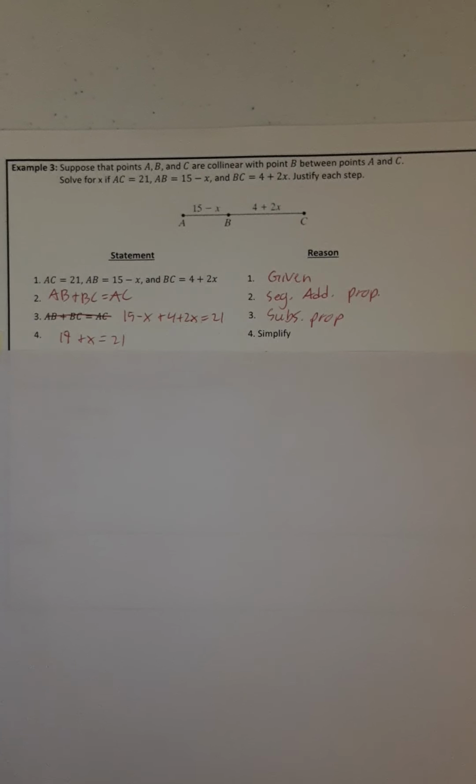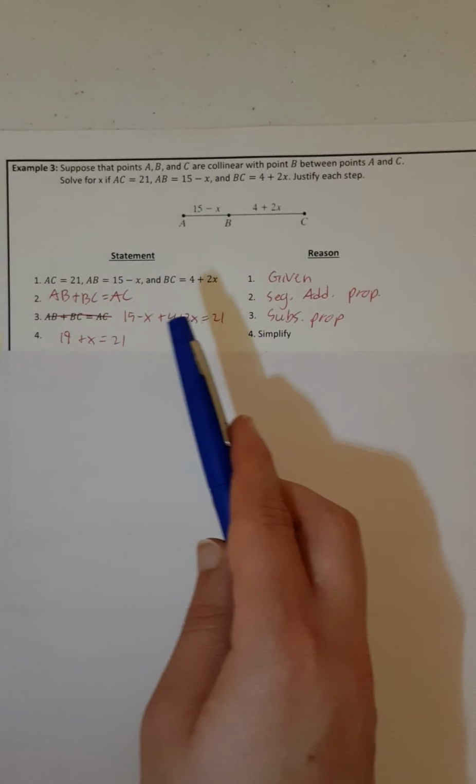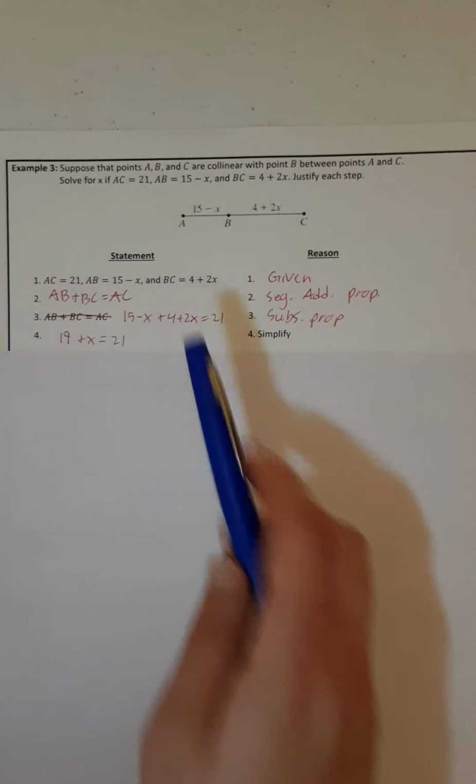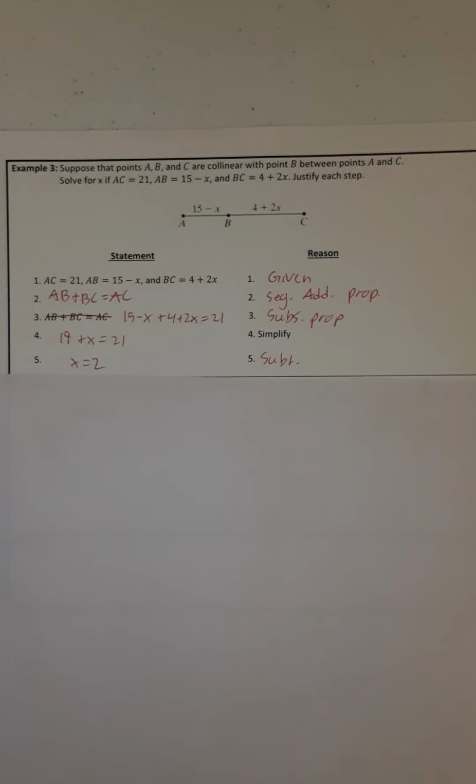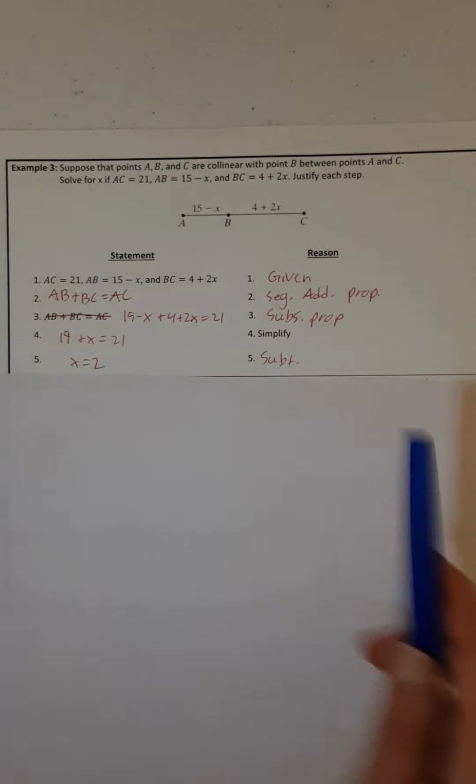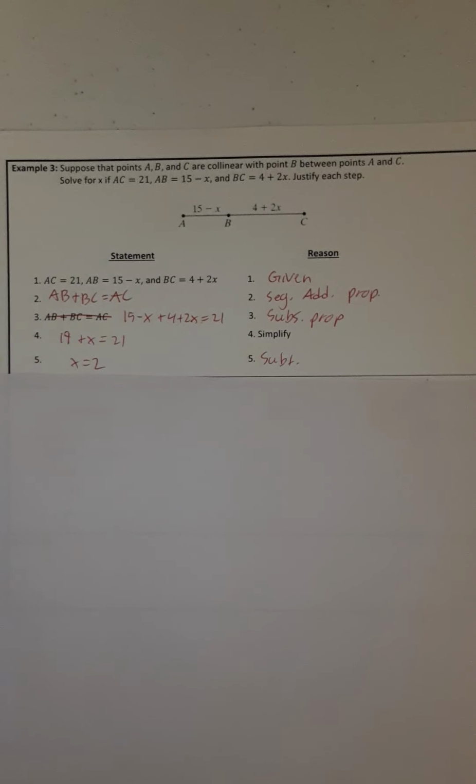Then I can simplify. We also call this combining like terms, right? I'm just combining like terms. I'm combining my x's, I'm combining my 15 and my 4, and then I'm subtracting 19 from both sides. I am using the subtraction property to get my answer as x equals 2.